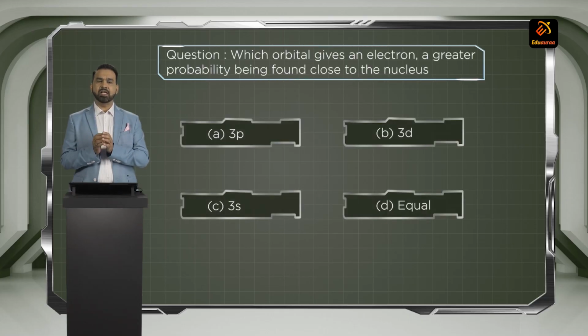Moving to the next question. Which orbital gives an electron a greater probability of being found close to the nucleus? Which is the shell closer to the nucleus? Yes, the s subshell will be closer to the nucleus as compared to p, d and f. So 3s is closer to the nucleus. So 3s is the correct answer, choice C.